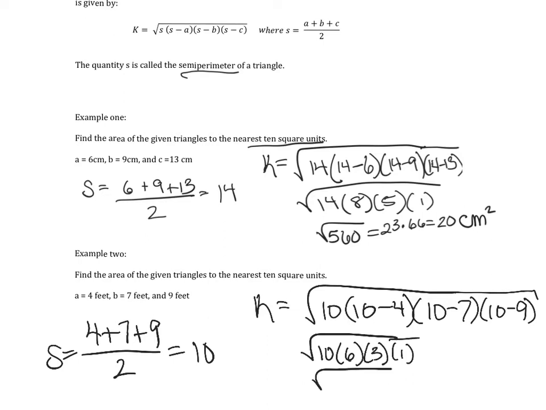Then if we multiply all those numbers together, you should get 180. The square root of 180 is going to give us 13.4. But again, they want us to round to the nearest 10, so we're actually going to round down. Your answer is going to be 10, and then it'll be feet squared. All right, let's look at a couple more examples using this formula.